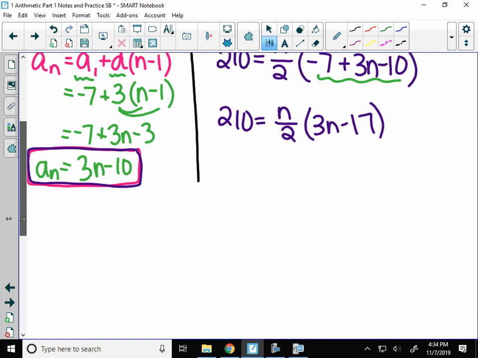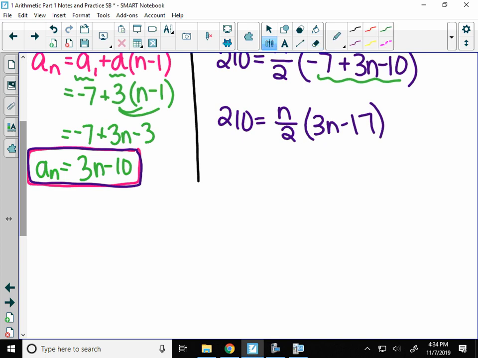Now the next thing I want you to do is we're going to solve for n. But in order to do that, I want to get rid of this fraction that's in front. Now you could distribute it, but I think that's going to make things look more complicated because we're going to introduce fractions that way. And we don't want to introduce anything more complicated than we have to.